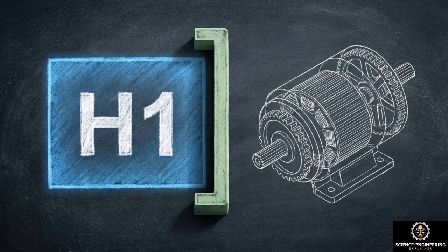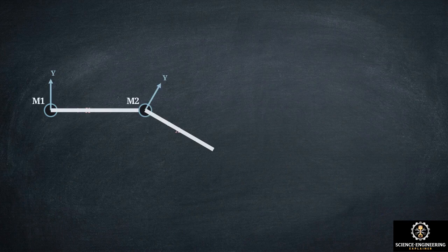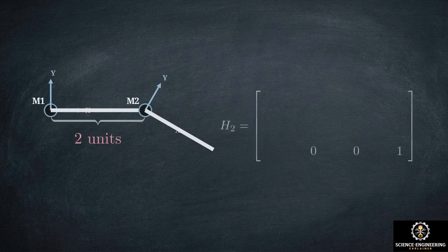Next, we map the jump from frame M1 across the first physical link to the second joint, frame M2. The physical link stretches exactly 2 units down M1's localized x-axis. This localized displacement of 2 in x and 0 in y loads into the translation vector for matrix H2.